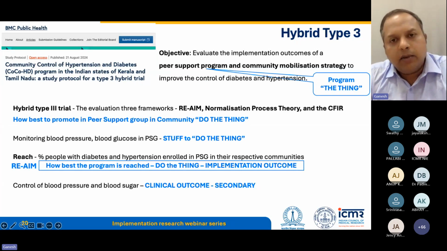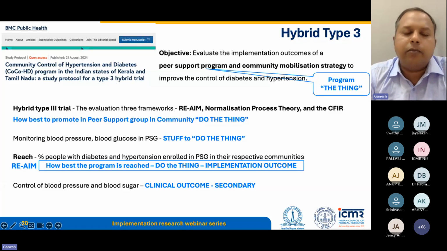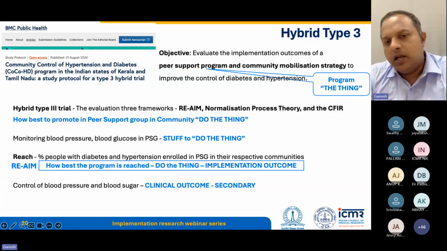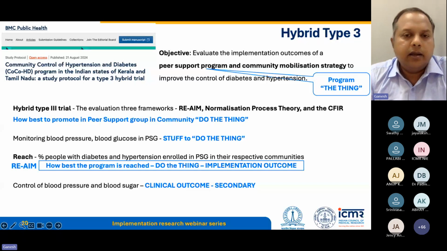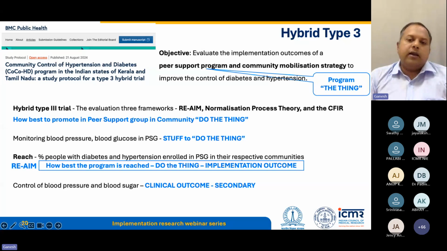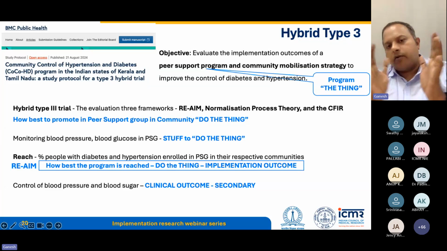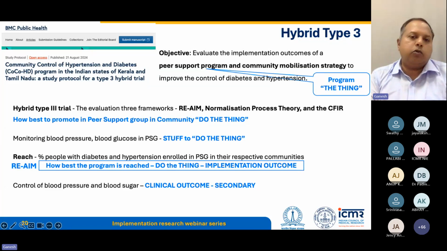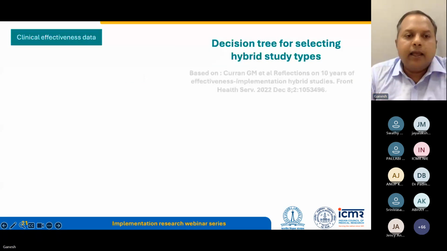Similarly, the clinical outcome is secondary here, which we are measuring, which is the control of blood pressure and blood sugar among the participants who are attending the peer support group program. In addition, we have an effectiveness outcome also in this particular hybrid type 3, where we are measuring the proportion of the peer support groups where at least 80% of the patients are under control. This is what we are trying to measure: the effectiveness of the peer support group program in order to improve the control of blood pressure. As I said in the beginning, this clearly gives what is type 1, type 2, and type 3 hybrid studies.